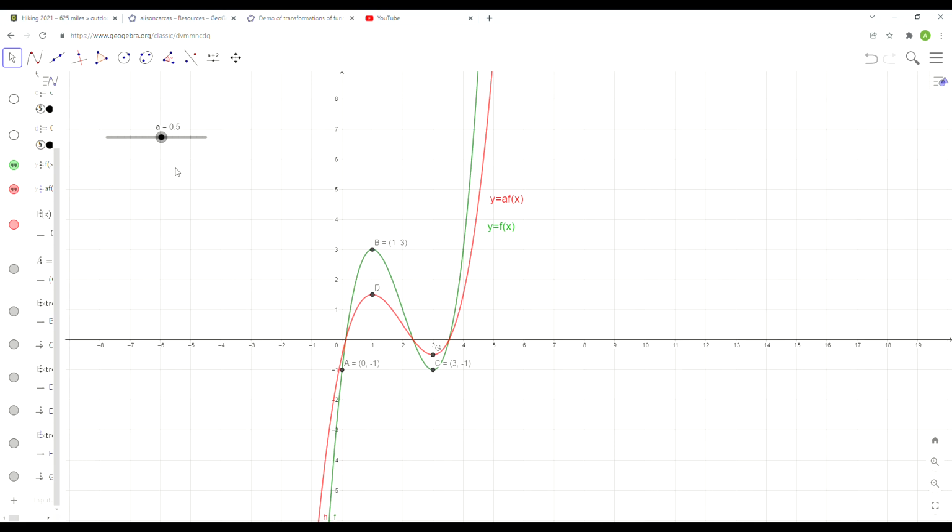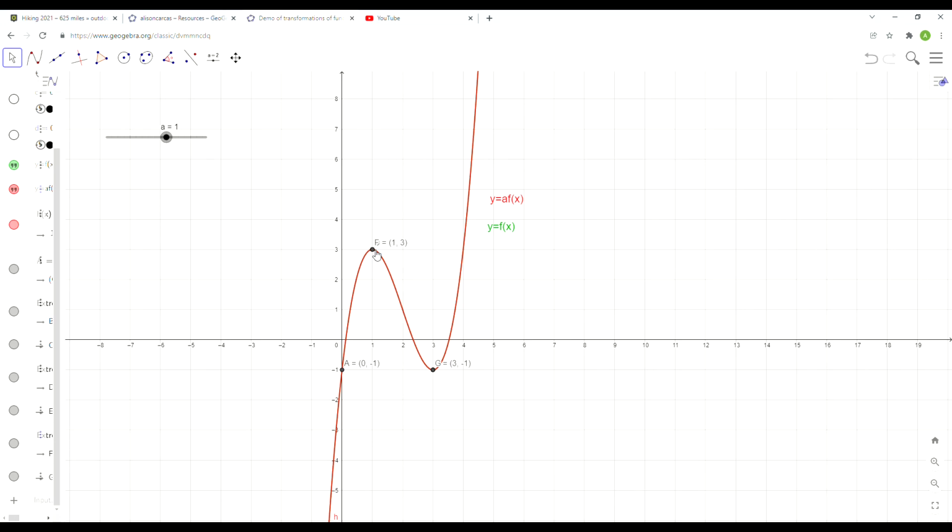Have a think about what would happen if we set a equal to a negative number. Suppose we set a equal to negative 1. What will happen to this point? Pause the video and have a think about it.